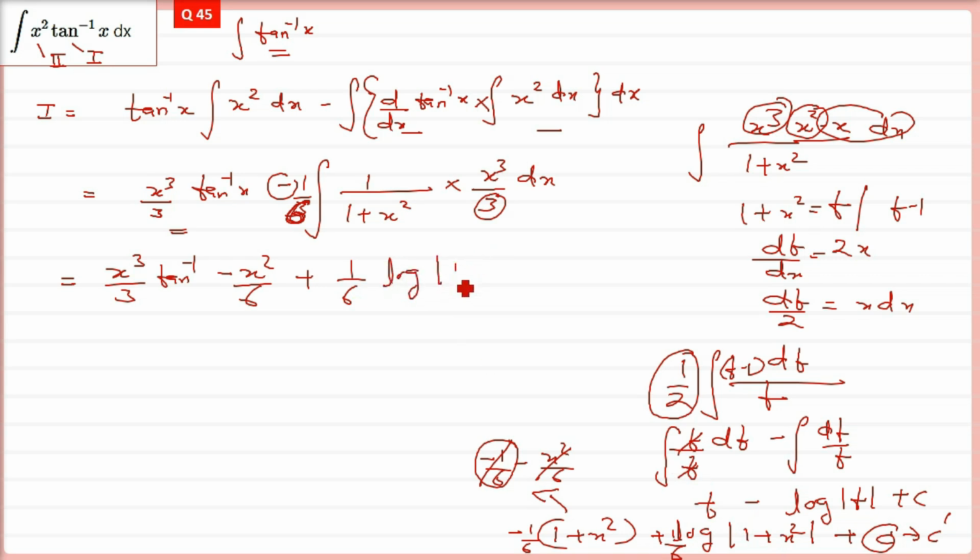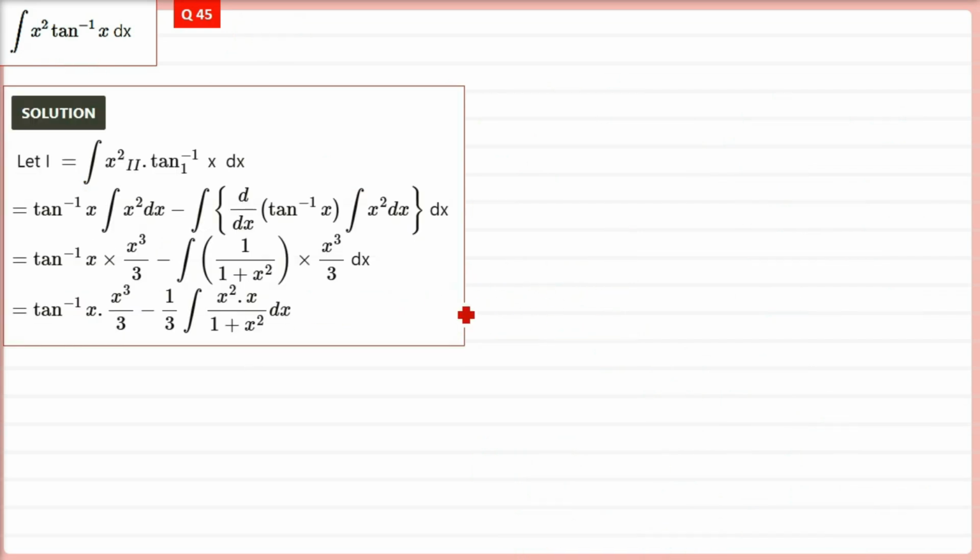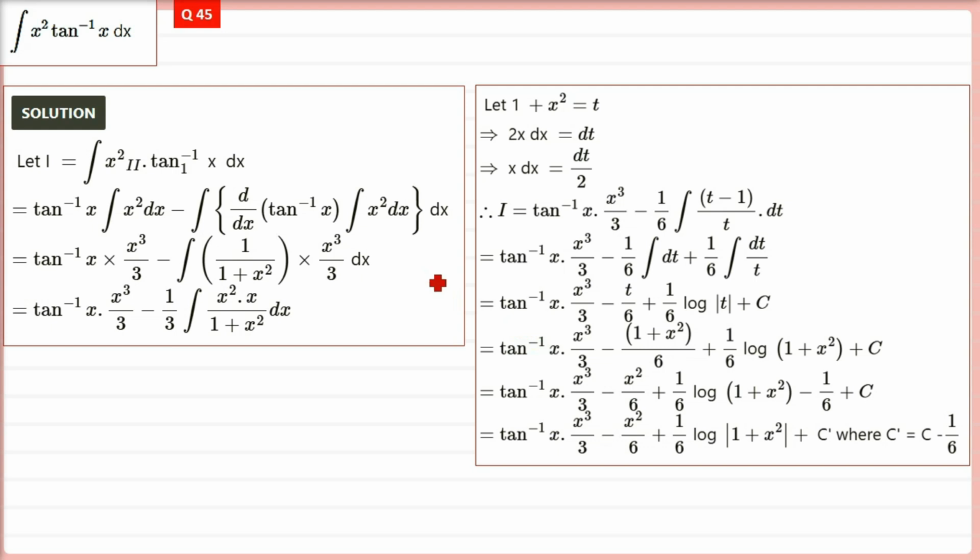So let's write log modulus of 1 plus x square, and as I was suggesting, negative 1 by 6 along with the constant of integration will form a constant of integration, which is c prime. Just tell the examiner that c prime we have taken as c minus 1 by 6. So this is your final result. Alright. Now this is the step-by-step reference of what I just explained. There are certain steps which I didn't use because I was explaining, or I combined, but this is the way to actually solve this question.